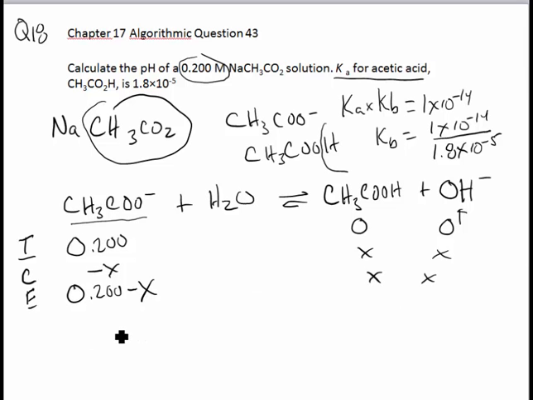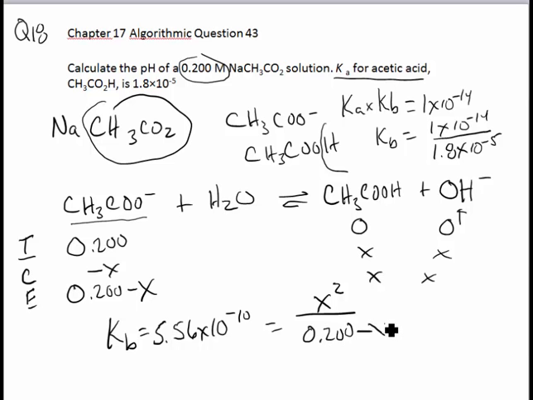So Kb, and I did that calculation up above, is, what did I get? I got 5.56 times 10 to the minus 10th, and that's equal to x squared over 0.200 minus x. But because that Kb is so small, it isn't hardly going to go to the right at all, and that is our approximation that x is small.